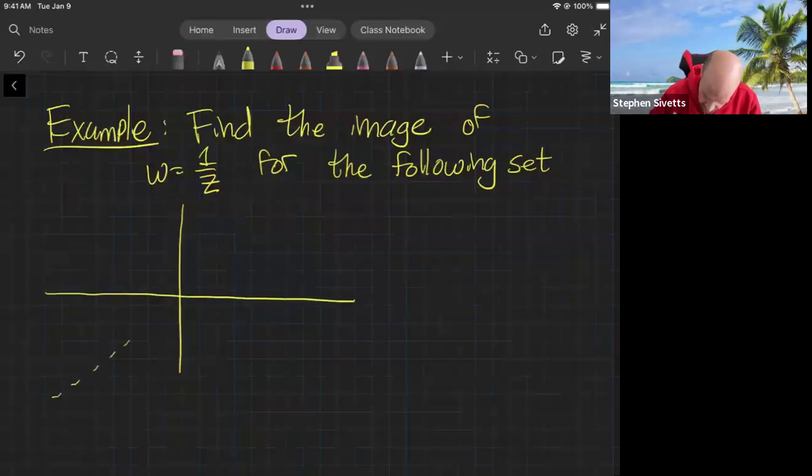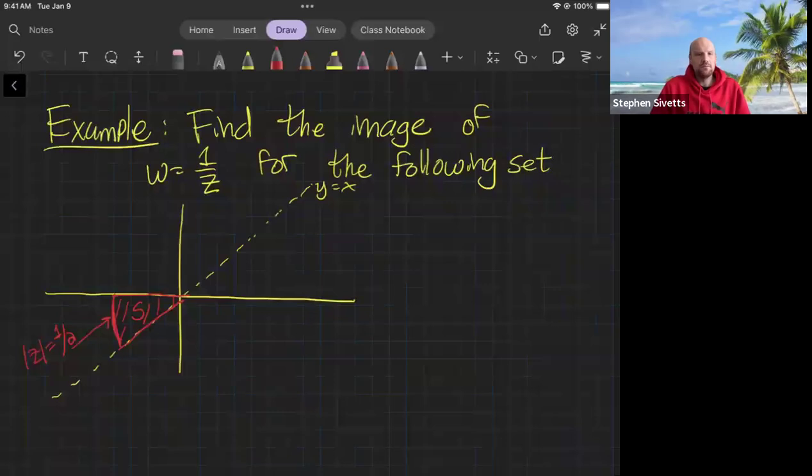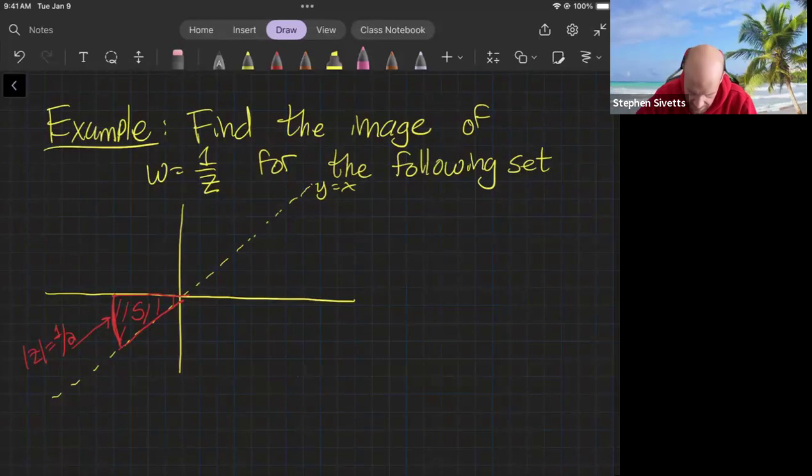So if I have this set, so line y equals x, and I'll emphasize this set here. So this is a slice of a circle of radius 1/2, right? Try and pause the video and try to figure out the image of the set under the reciprocal function. Okay, so hopefully you worked this out. The thing to look out for here is that this slice of the circle of radius 1/2 is constricted in between two lines, right?